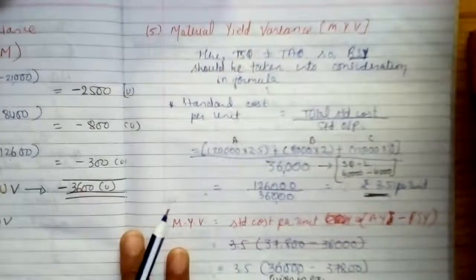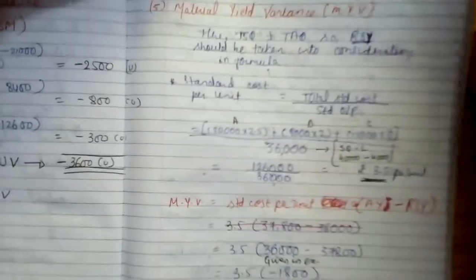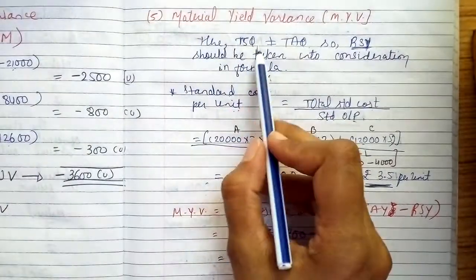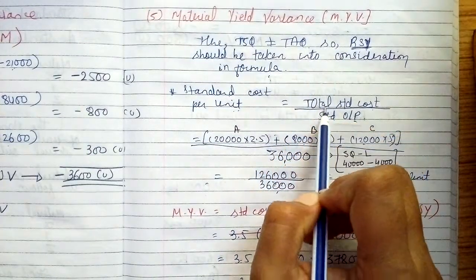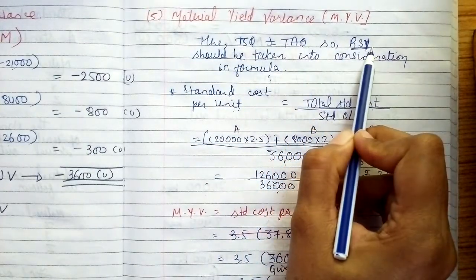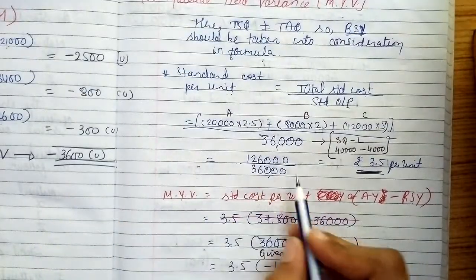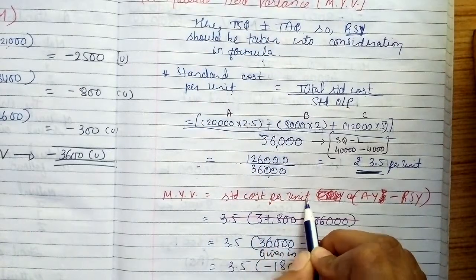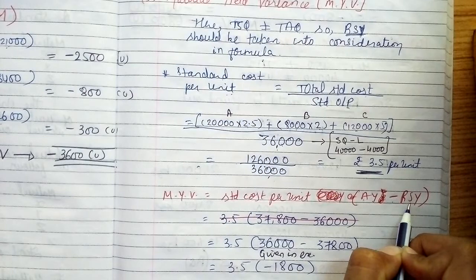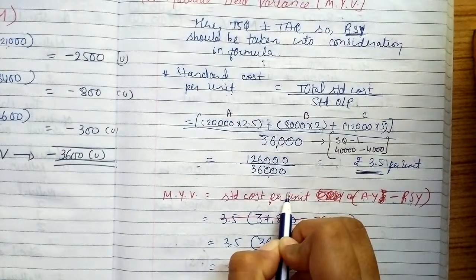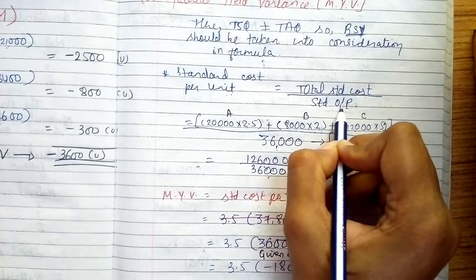Now yield variance. So here again total standard quantity is not equal to total actual quantity. So the formula will be, revised standard yield should be taken into consideration in the formula. So formula will be standard cost per unit into bracket standard yield minus revised standard yield. So how can we get standard cost per unit? By using the formula total standard cost upon total output.